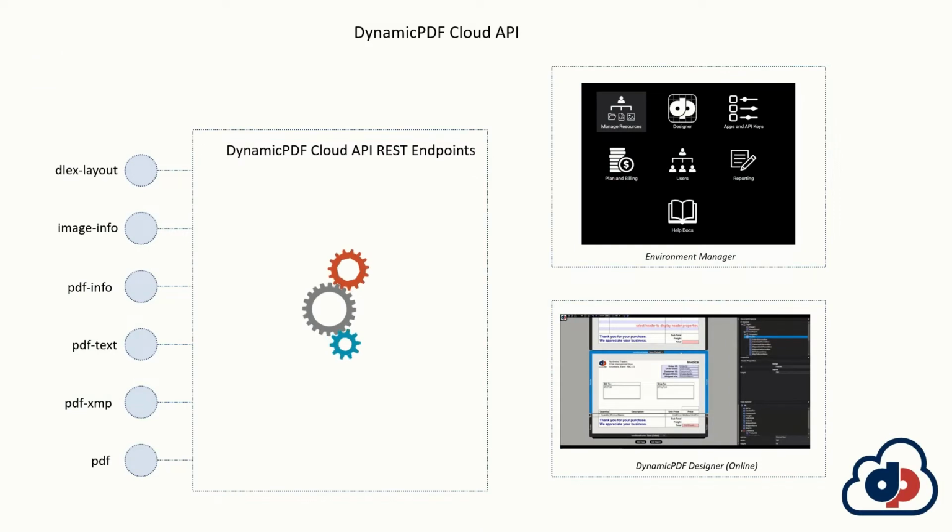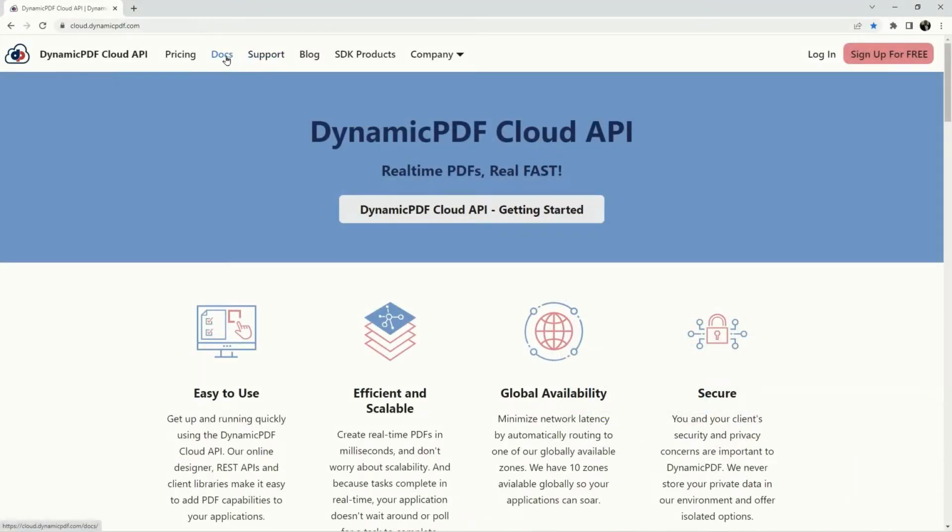The DynamicPDF Cloud API consists of the following endpoints: DLEX layout, image info, PDF info, PDF text, PDF XMP, and PDF. In this tutorial, you merge 3 PDF documents and combine them, and then add bookmarks to the merged PDF document. You also create a bookmark with an external URL, and we add that to the PDF's outline. Let's go to the tutorial now.